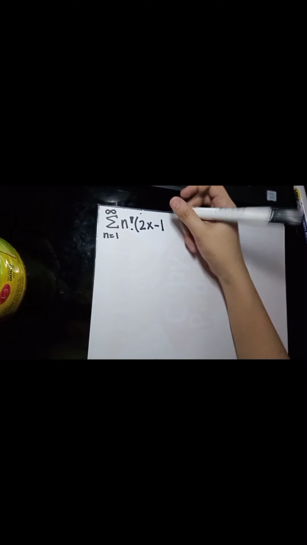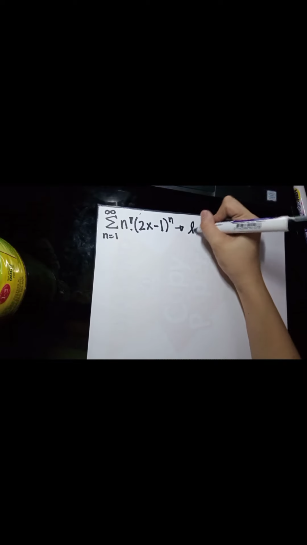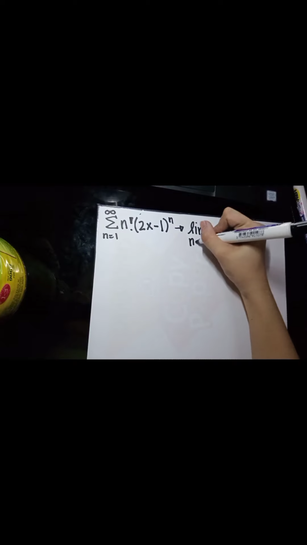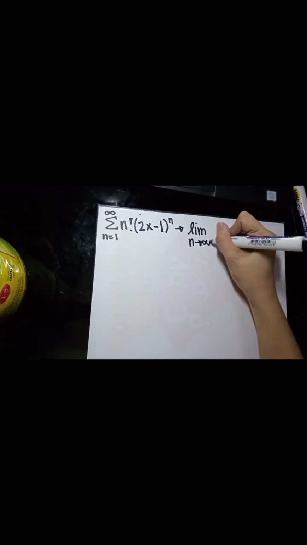So let's try an example. The sum of n factorial times 2x minus 1 raised to n. So we'll use the ratio test. The limit as n approaches infinity.